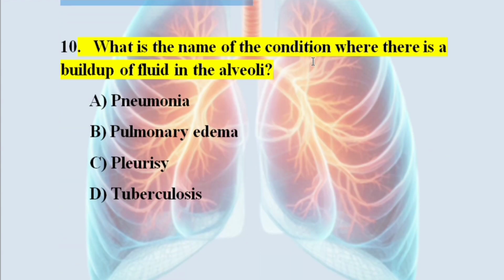What is the name of the condition where there is a buildup of fluid in the alveoli? Alpha, pneumonia, beta, pulmonary edema, Charlie, pleurisy, delta, tuberculosis. Comment the right answer.